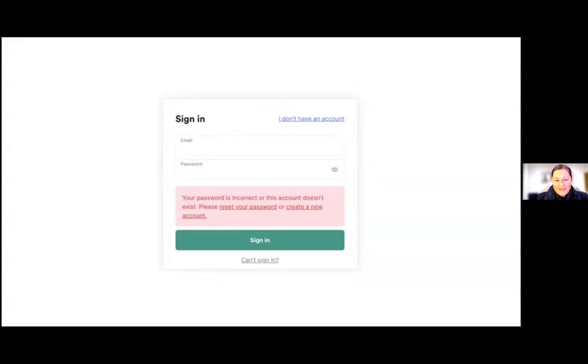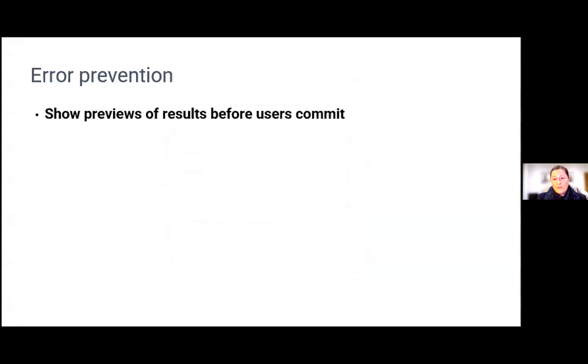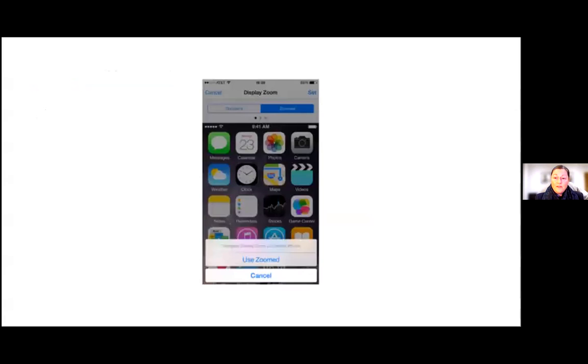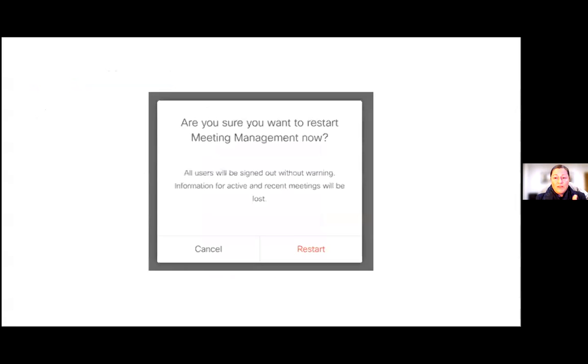Let's talk about error prevention. Just quickly touch upon that. There are a few things you can do to avoid errors in the first place. For example, you can show previews before users commit to something. You just see what's going to happen, and you can accept yes or no. Was this actually what I wanted? You can use confirmation dialogues, especially if you're doing something that has some relatively severe consequences.